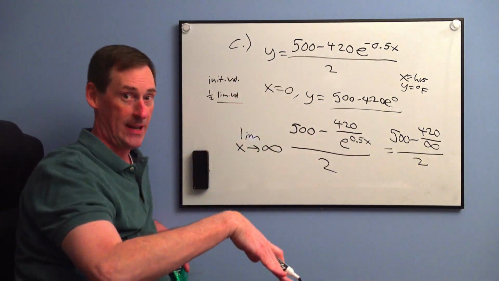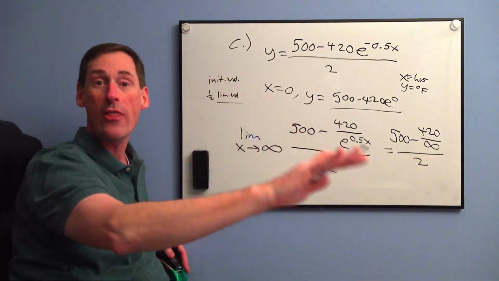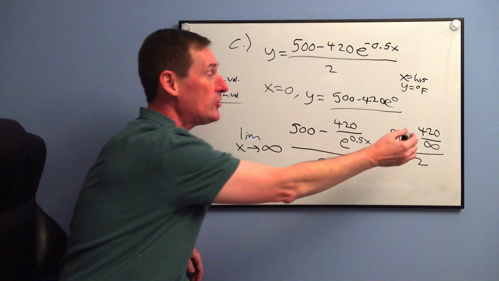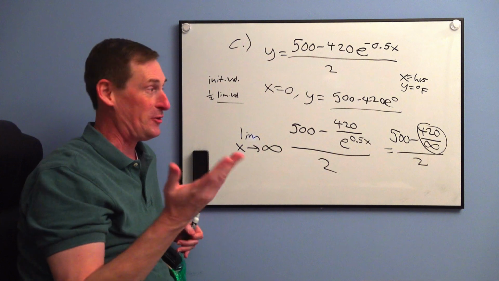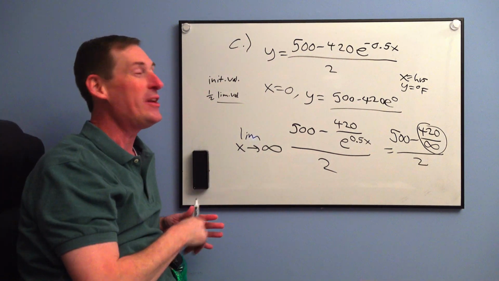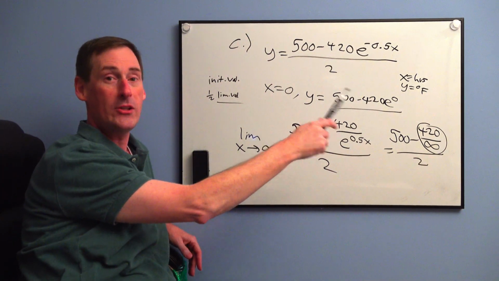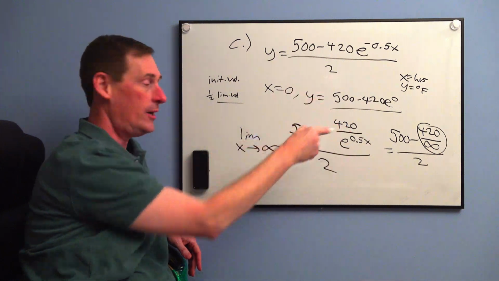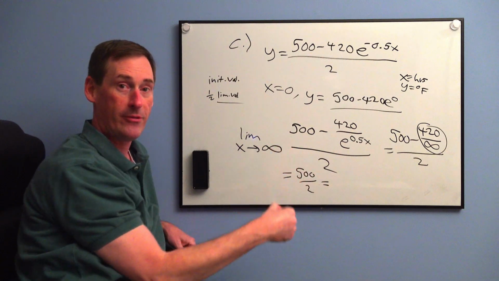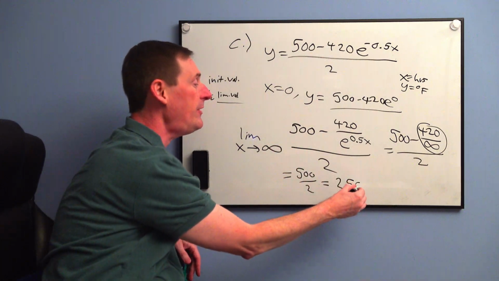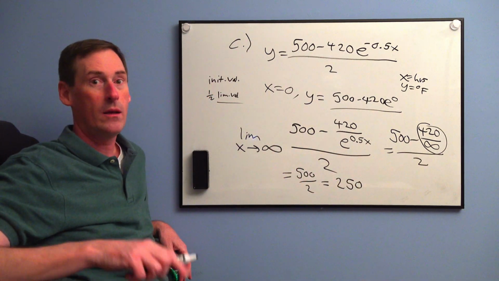420 out of infinity is nothing. But I got 420 test questions right, Mr. Wade? Well, there were infinite test questions on the test, so you pretty much missed the other infinite, right? You got a 0. 500 minus 0 is 500 over 2. Half of 500 is 250. I guess I must be done.